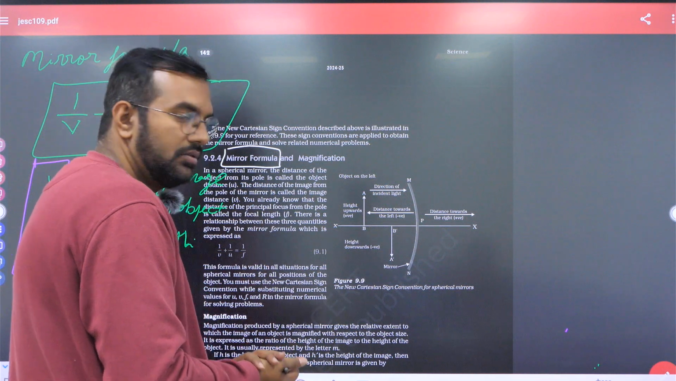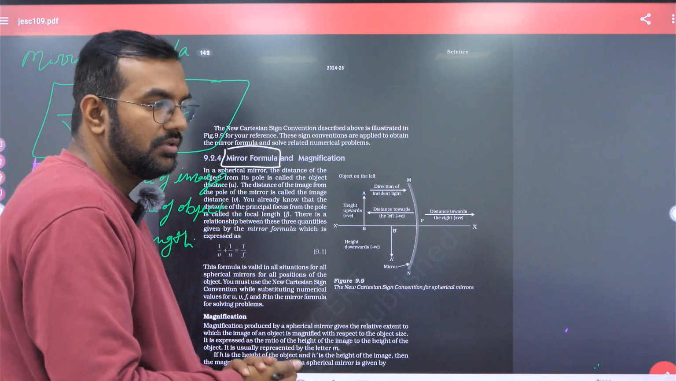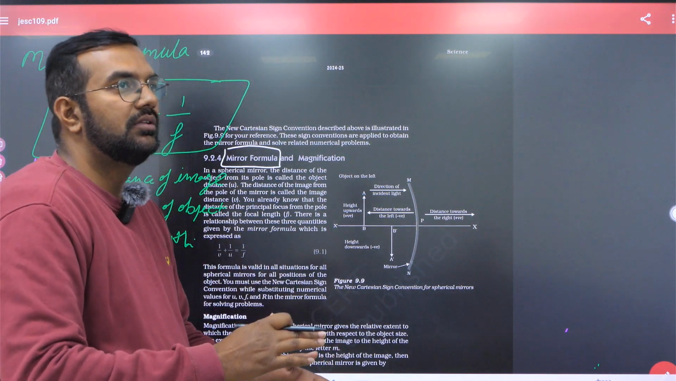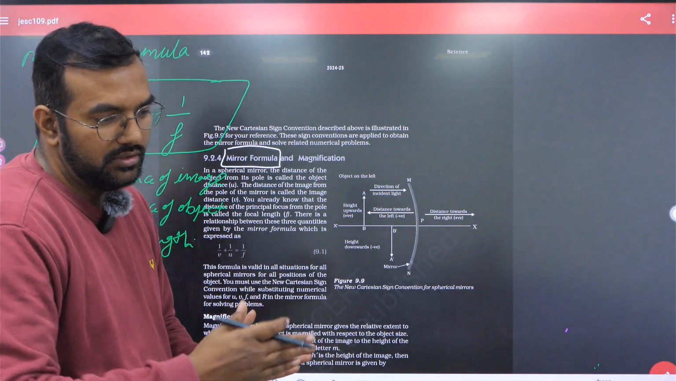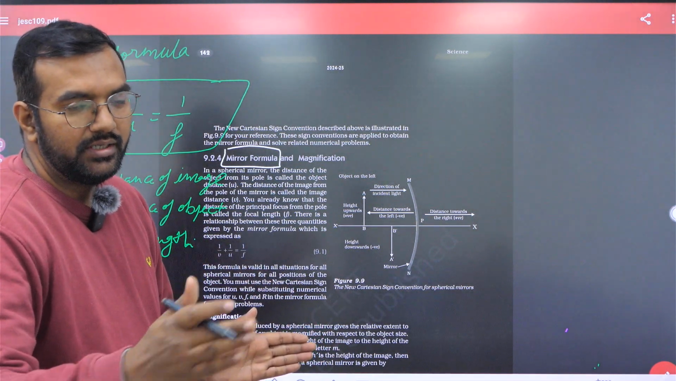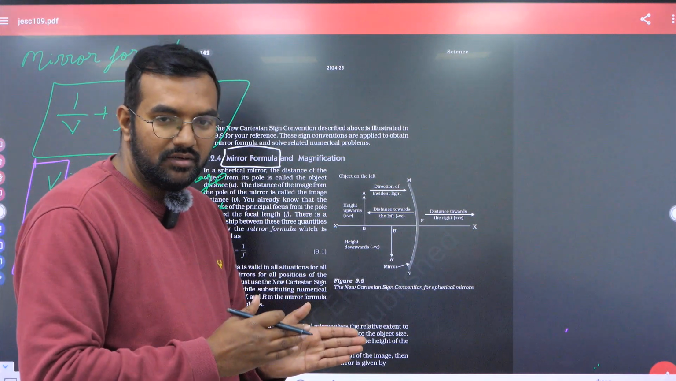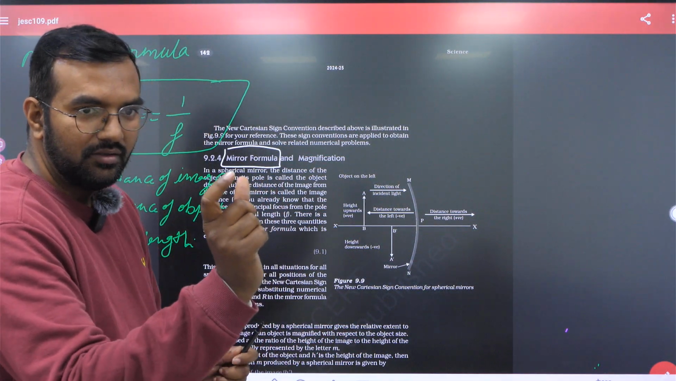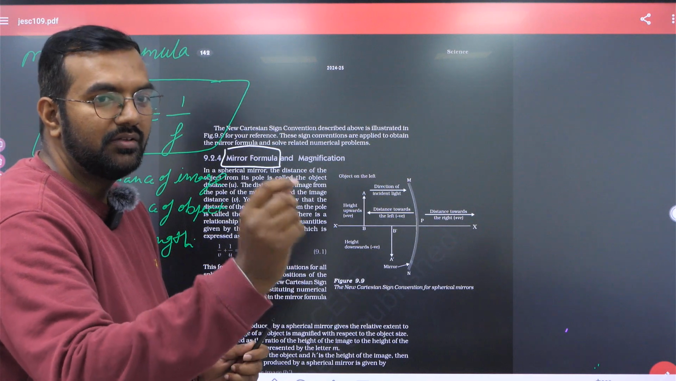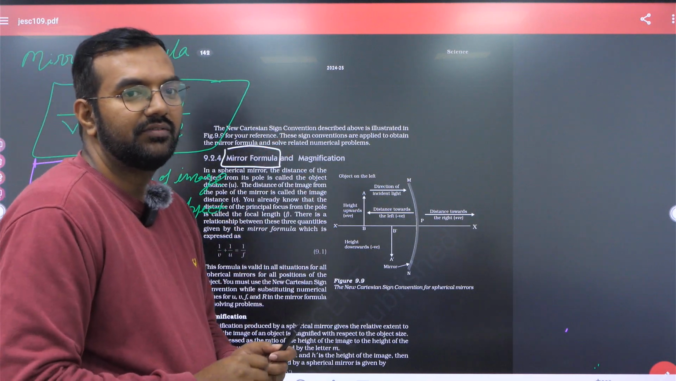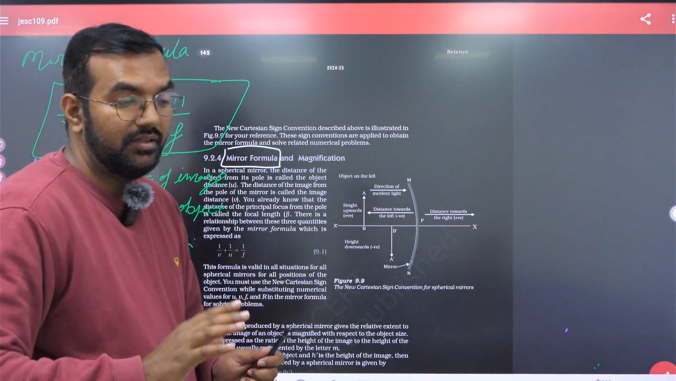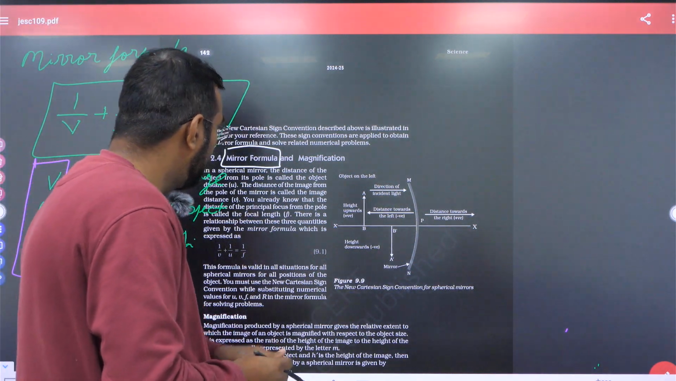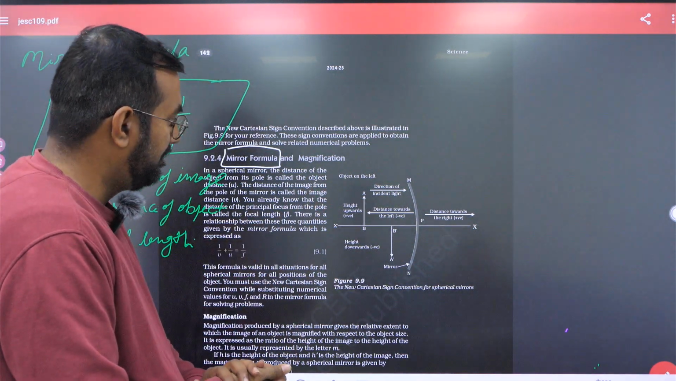Sign convention. Sign convention means, suppose you have been given an object at a certain distance from the mirror, then you have to put the sign plus or minus in front of the distance of that object. What will be the sign there? You will know it by sign convention.